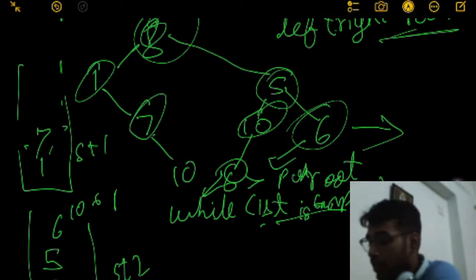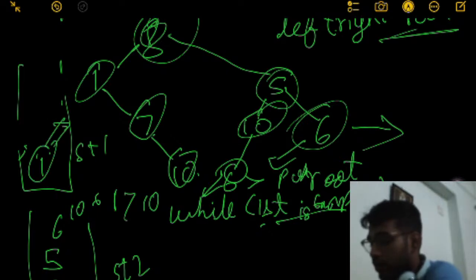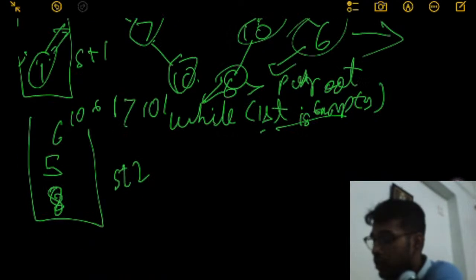Then 1 gets added to the stack 2. Now 7 gets popped, it gets added to the stack 2, and then the left and right of 7 are added. So left of 7 is null, and then 10. Then 10 gets popped, it gets added to the stack 2, and then left and right are added, which are null, and then 1 gets popped.